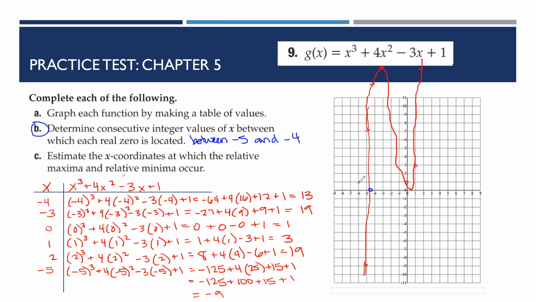Okay, so it just has one real zero. And then it asks for the relative maximum. So if you look at the table, the highest value here is going to be 19, and that's at negative 3. Okay, so the max is at negative 3. And then the relative minimum is going to be about 0.3, okay? Because it doesn't go down below 0, okay?